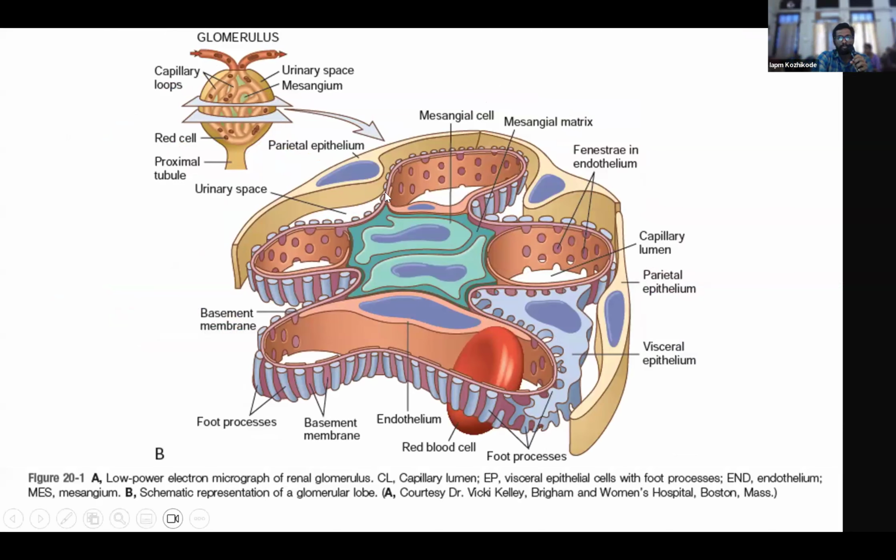This is the most important picture regarding the glomeruli. See the internal layer, you are seeing the fenestrated endothelium. You're seeing a lot of holes in that. This is the endothelium.